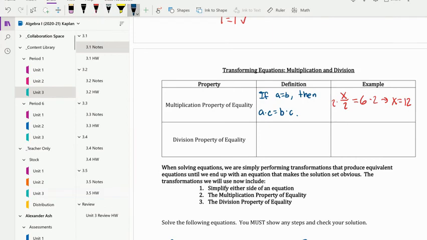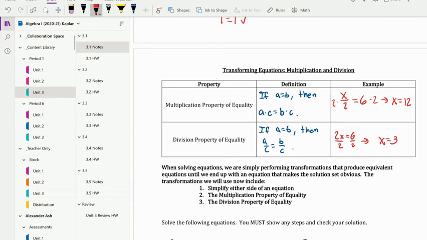The division property of equality is the opposite, right? So if A equals B, and we use this one a lot, then you can divide both sides by that same thing, C. So A over C should be equal to B over C. And there you go. You see this all the time with something like 2x equals 6. We would divide both sides by 2. If 2x equals 6, divide both sides by 2, and we get that x equals 3.